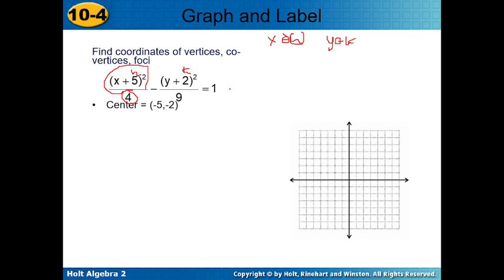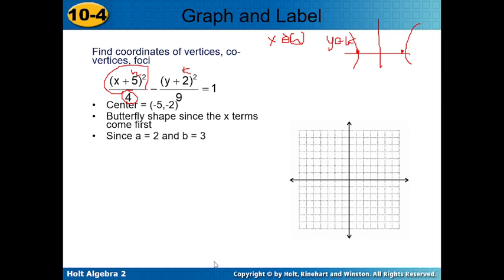So therefore, your vertices lie along the x direction. Either way, it is facing right or left, so it has the butterfly shape, right? Since we have 4 as the denominator for your x and 9 for your y, that is for a squared and b squared, but we are going to find the value of a and b. Therefore, we have the value of a and b as 2 and 3, right?